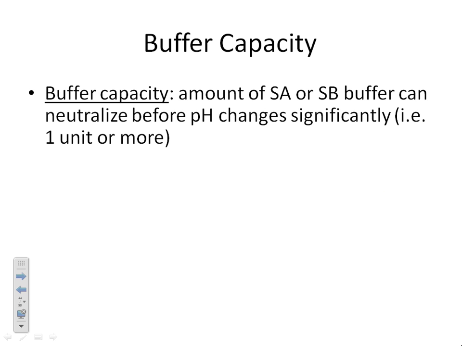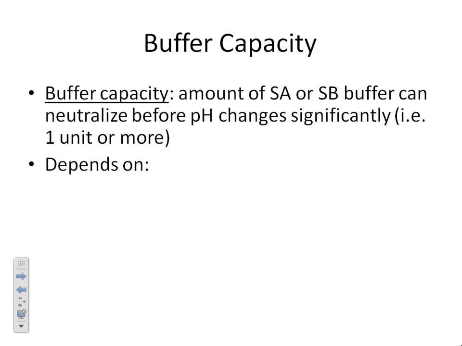Now, buffer capacity is essentially saying just that. How much acid or base can your buffer absorb before its pH starts to change dramatically? Typically speaking, scientists agree that a pH change of 1 unit is considered a significant change. So how much acid or base can your buffer handle before the pH changes by that 1 unit?